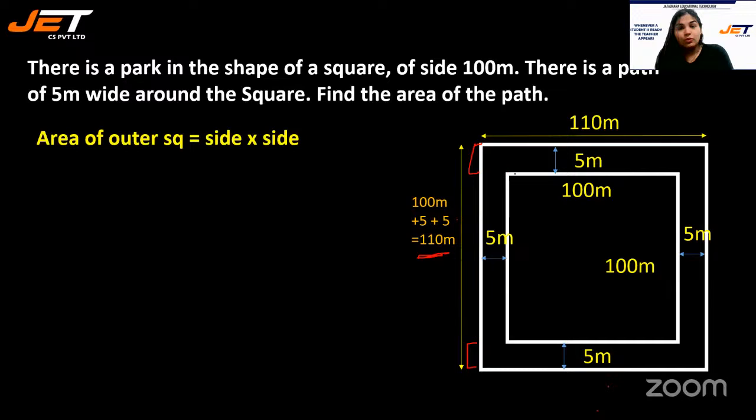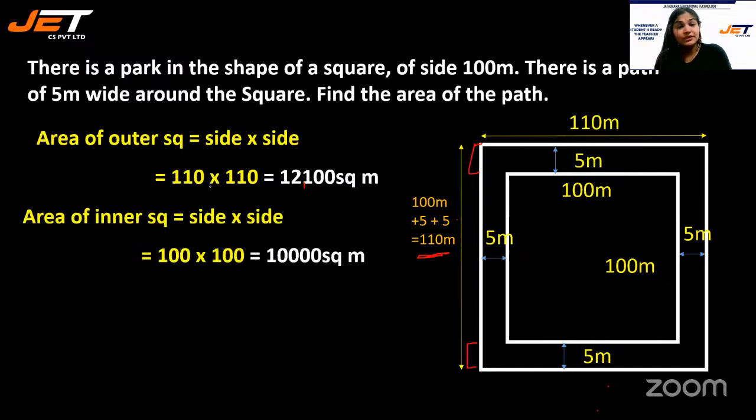So what we can do is find the area of the outer square, and from that area, take away the area of the inside square. If we find both the areas and subtract the inner square from the outer square, we can get the area of the path. Let's have a look how. 110 meters times 110 meters is 12,100 square meters. This is the area of the outer square.